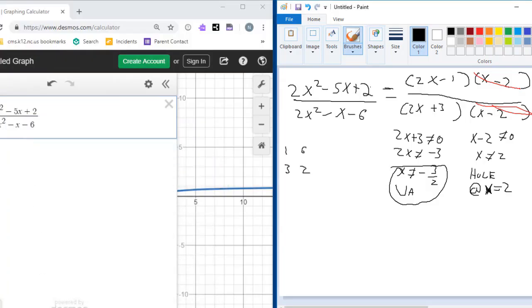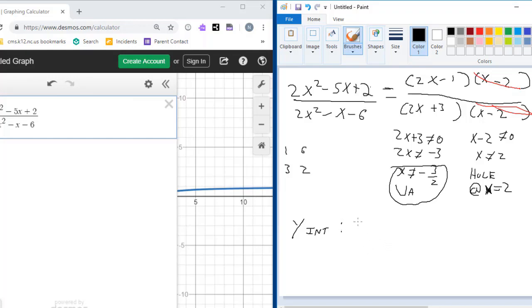To find the x and y intercepts, I need to find the y-intercept by setting x equal to 0, and to find the x-intercept, I need to set the y value equal to 0. So to find the y-intercept, I set the x value equal to 0. So that's going to be equal to 2 times 0 minus 1.